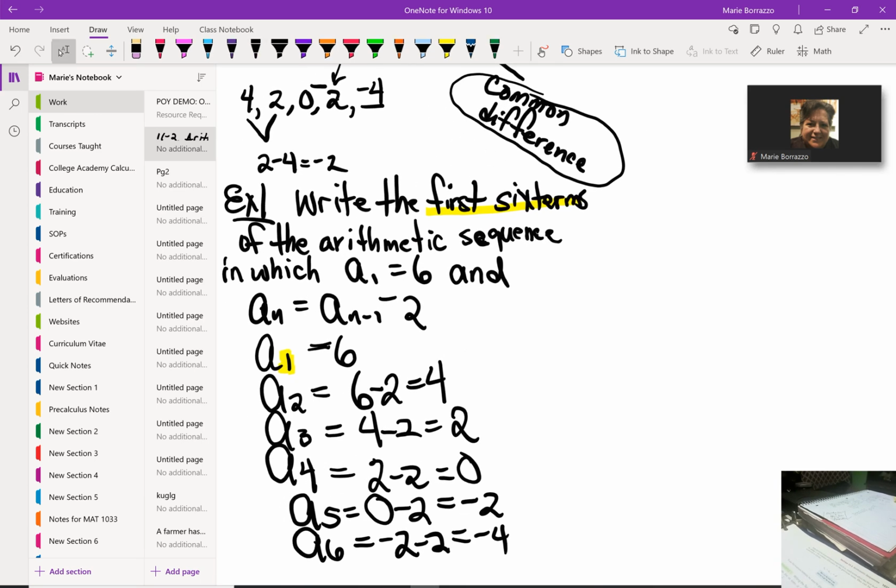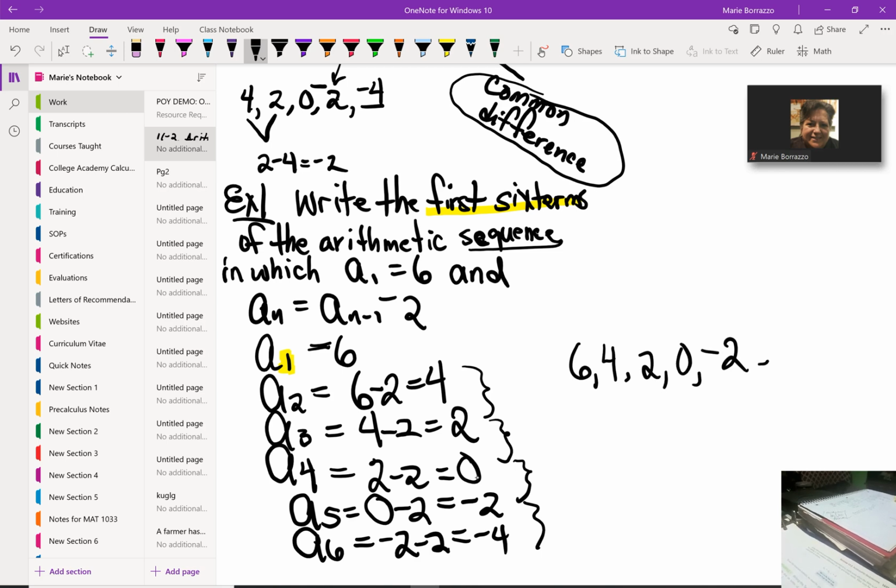So you notice the sequence is consistent. The change is a drop of 2 units down. Same here, same here, same here. That's how you know it's a sequence. If not, it's just a pattern. So for it to be an arithmetic sequence, that has to be a characteristic. So the first 6 terms would be 6, 4, 2, then 0, then negative 2, and then negative 4. And these are the first 6 terms of the sequence.